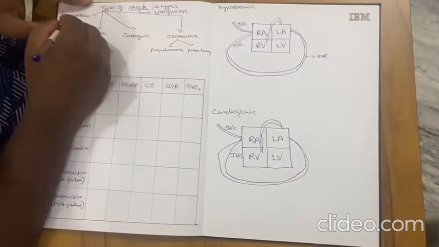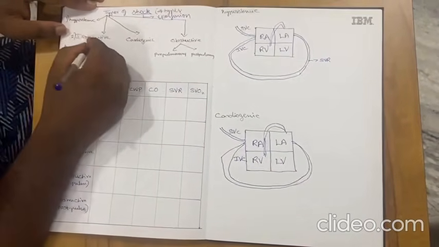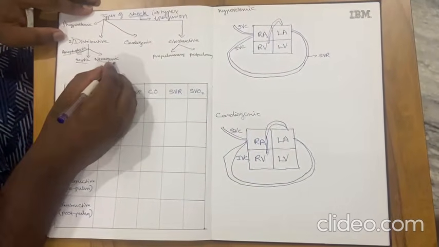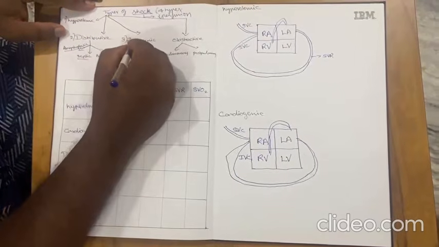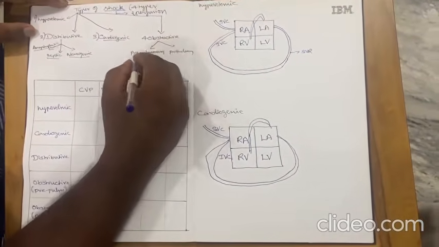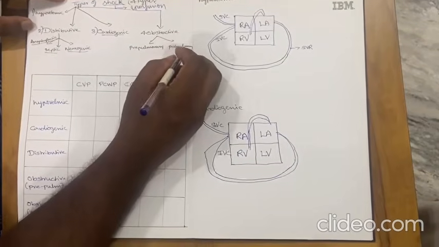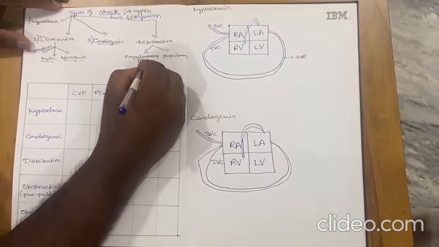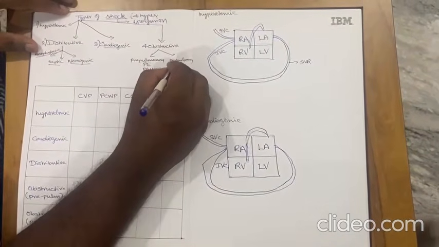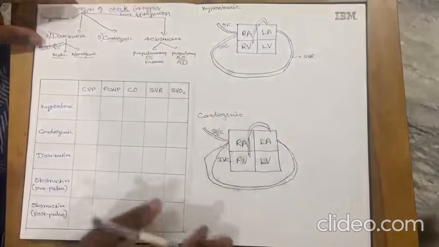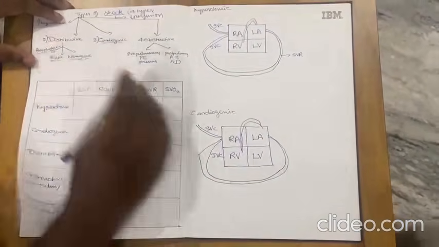First you have hypovolemic shock. Secondly, you have distributive shock, which is divided into anaphylactic shock, septic shock, and neurogenic shock. Third, you have cardiogenic shock, and last you have obstructive shock. Obstructive shock is further divided into pre-pulmonary and post-pulmonary. Pre-pulmonary, for example, pulmonary embolism and pneumothorax, and for post-pulmonary, you have aortic stenosis and aortic dissection.